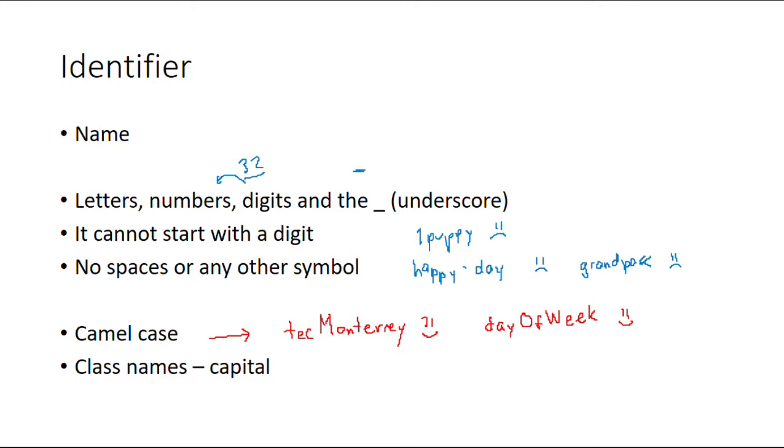Okay, let me just give an example of letters, numbers, and digits. Like, I don't know, test1. It is okay to do. But this thing should be just one word.